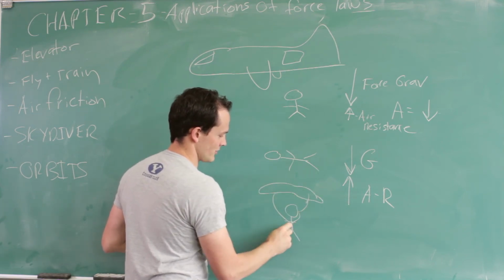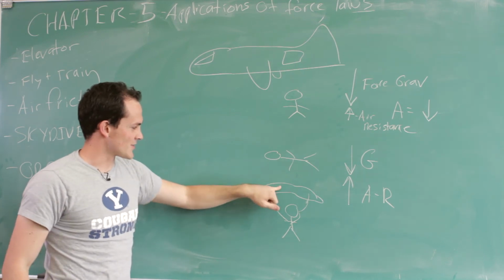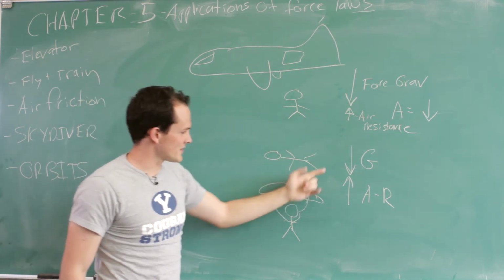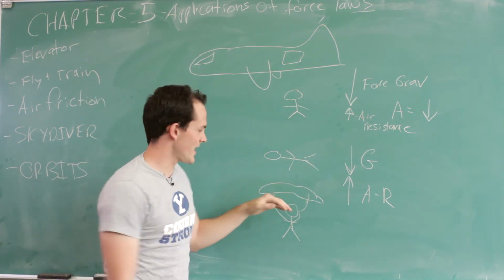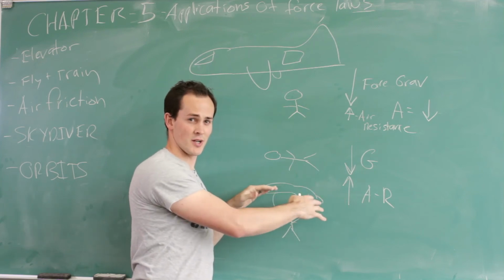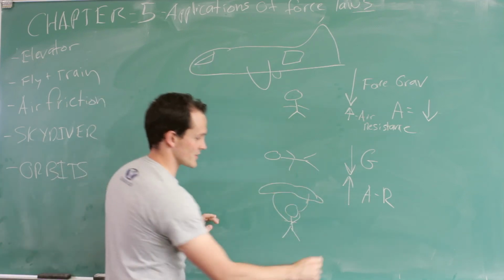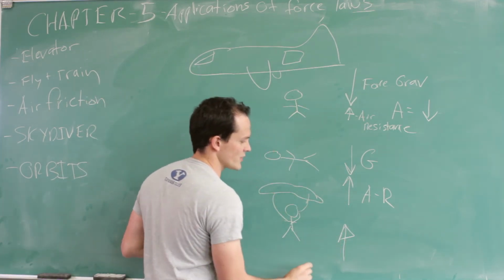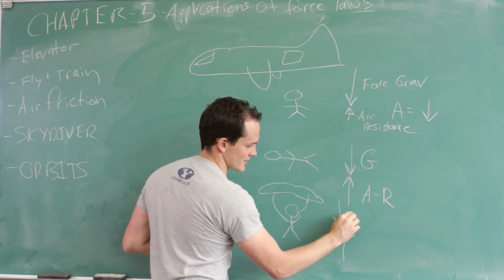Here's their beautiful chute. Now, as soon as this chute gets deployed, which of these values changes? They now have more surface area for the air to push on, so it has to be their air resistance. Their air resistance increases, the force of gravity stays the same.